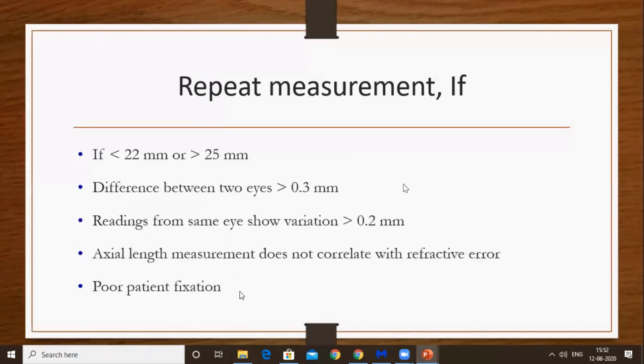In axial length measurement, you should repeat the measurement if the axial length is less than 22 mm or if it is greater than 22 mm. If the axial length measurement is less than 22 mm, you can expect the patient has microphthalmos or nanophthalmos, and the patient will have a high amount of hyperopia in the case of lesser axial length.